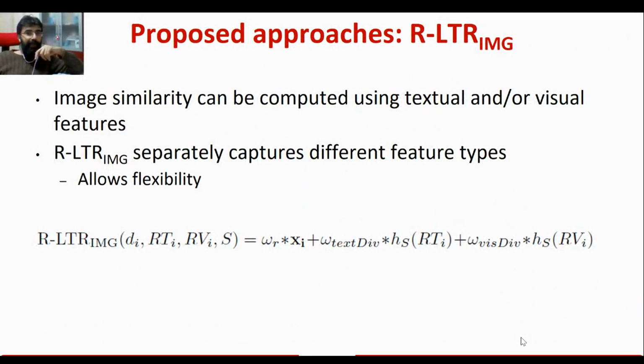So what we propose in this work is, first, we make a straightforward adaptation of R-LTR to do image search diversification. As image similarity or diversity can be computed using textual or visual features, we separately represent them in the formulation of R-LTR. This obviously provides us some flexibility, as we can use only textual features, visual features, or both, and while doing this we can employ different H functions while combining, aggregating the diversity scores of different feature types.